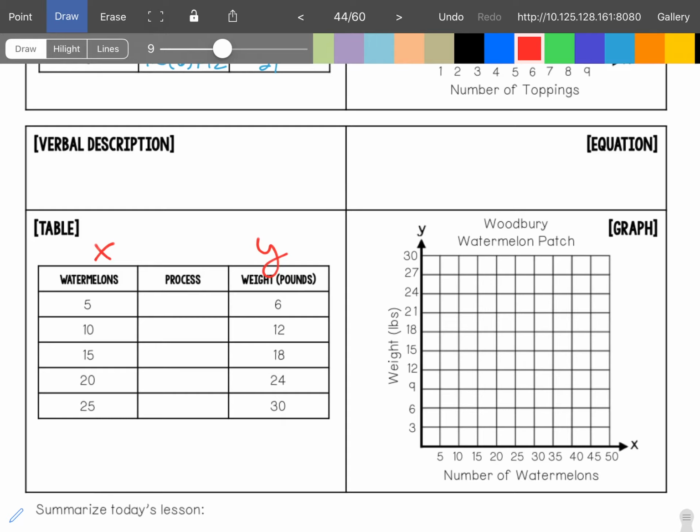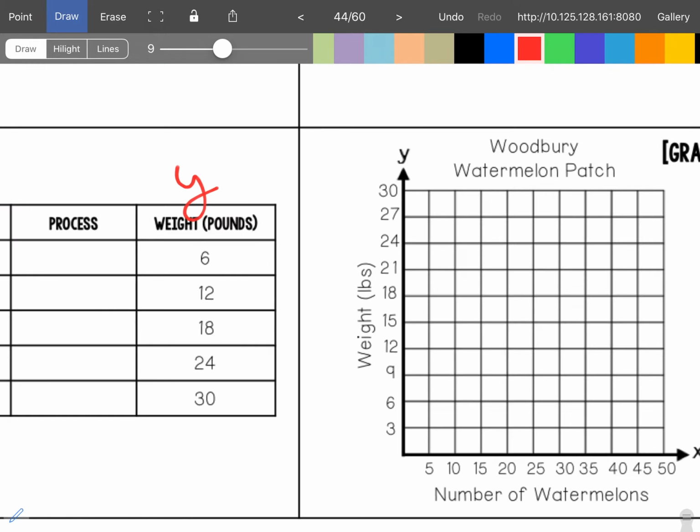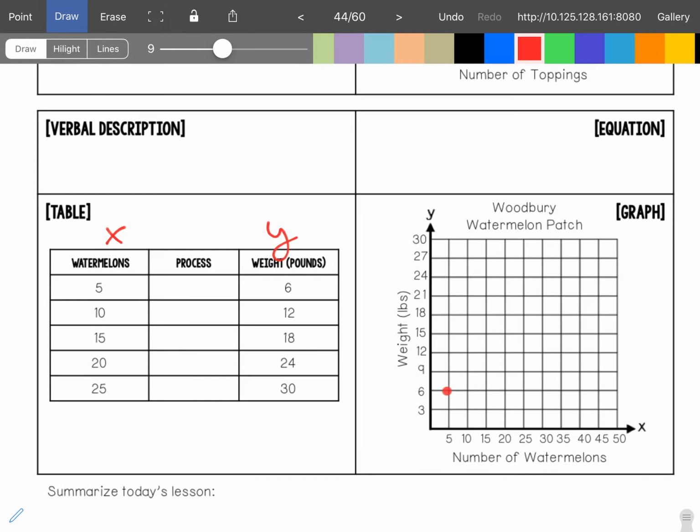So 5 watermelons weighs 6 pounds. So if we go over to 5 and up to 6, we can put our dot. 10 watermelons is 12 pounds, so over to 10 and up to 12. 15 watermelons is 18 pounds. 20 watermelons is 24 pounds. And 25 watermelons is 30 pounds. And then we could sketch our little line.